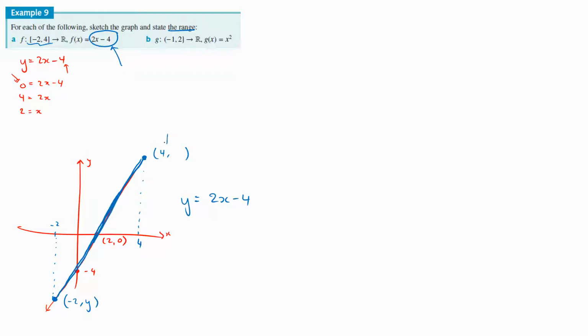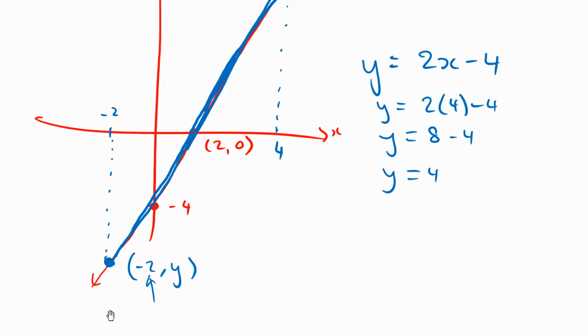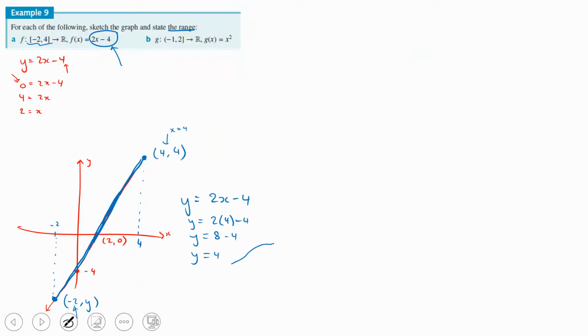So if I know that x is going to be 4, the question is, well, what's y? So if I answer that question, I'm like, okay, if x was 4, then that gives me y equals 8 minus 4, which is 4. So I know now it's at (4, 4). And then when x is -2, I can say, all right, well, at -2, y equals 2 times -2 minus 4.